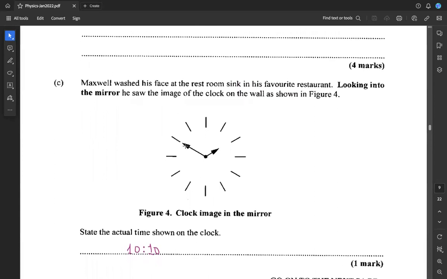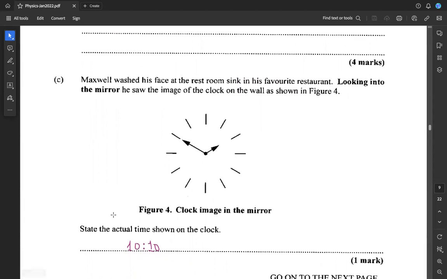And in the image, what time is it showing us? It's showing us that it's 10 to 2. That's what this image in the mirror is showing. So now it's saying that we should state the actual time shown on the clock. This is the clock image in the mirror, but in reality, what is the actual time?